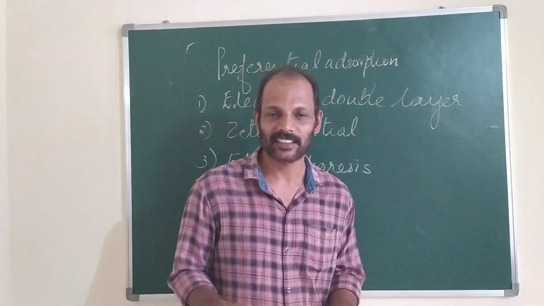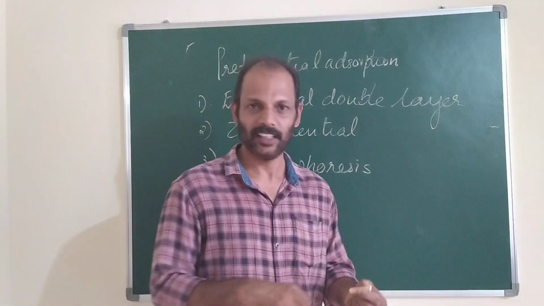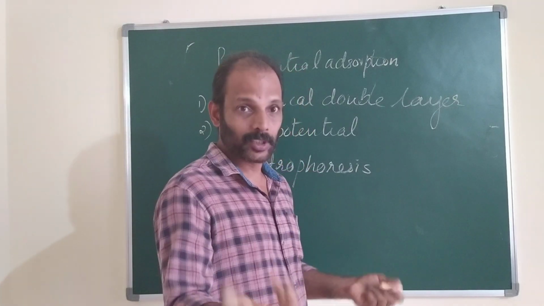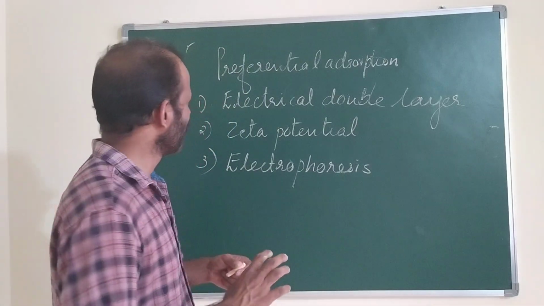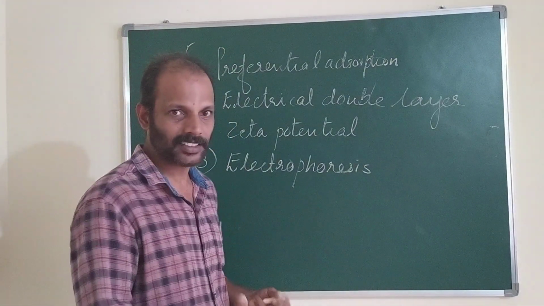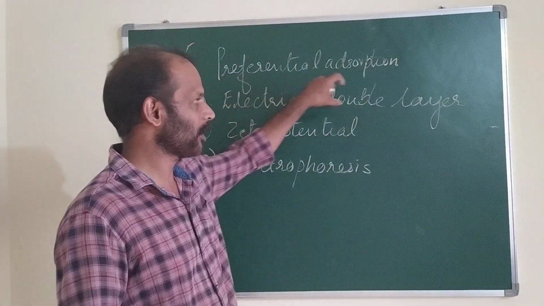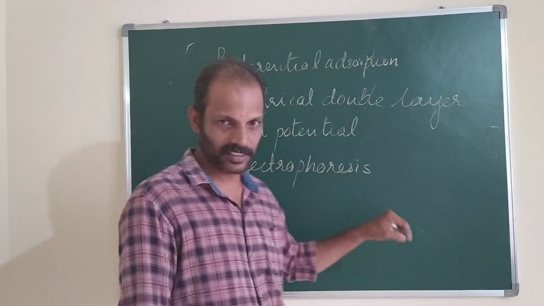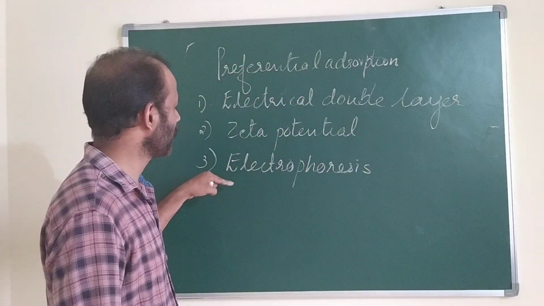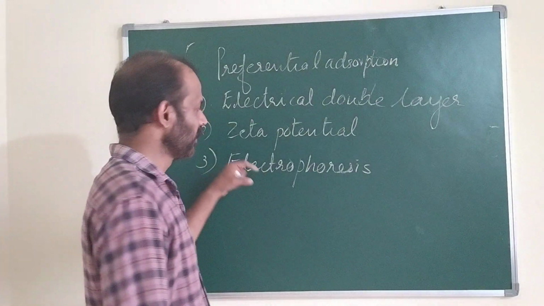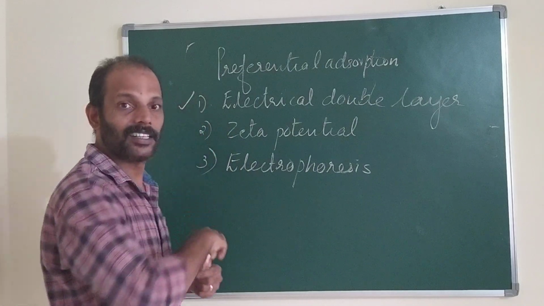Last lecture we discussed the charge of a colloid, how charge is formed on the surface of a colloid, and that it is due to the preferential adsorption of ions from solution. And due to the presence of charge, there are some properties such as electrical double layer, zeta potential and electrophoresis. These are the properties discussed under electrical properties of colloids, and the first one is electrical double layer.